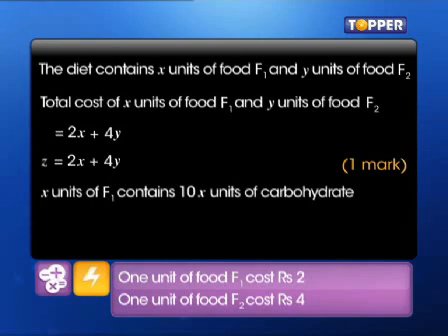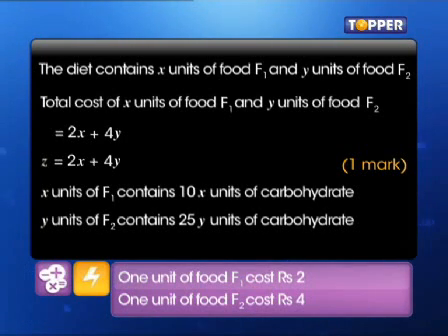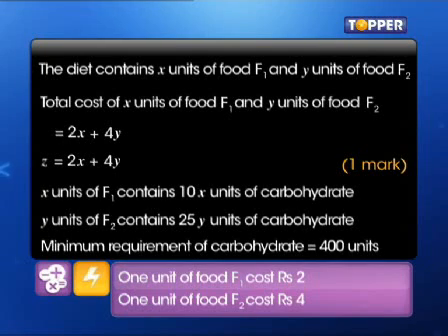Now since each unit of food F1 contains 10 units of carbohydrate, X units of food F1 will then contain 10x units of carbohydrate. Similarly, Y units of food F2 contains 25y units of carbohydrate. But the minimum requirement of carbohydrate is 400 units. Therefore, 10x plus 25y is greater than or equal to 400. And this step gets you half a mark.